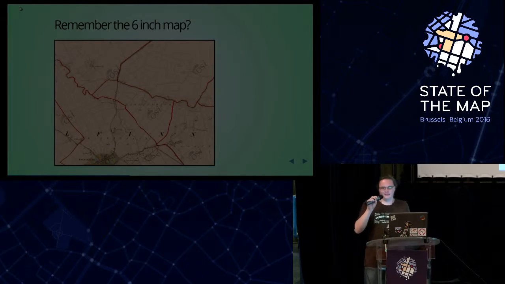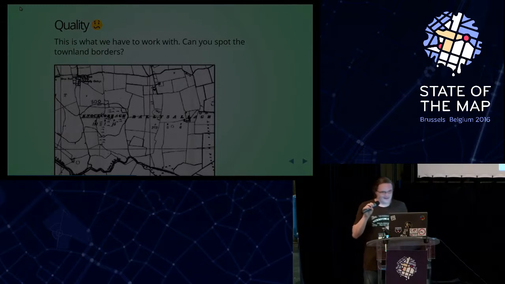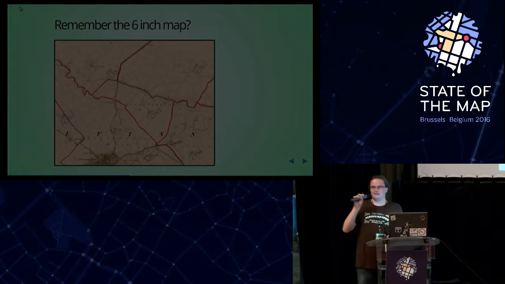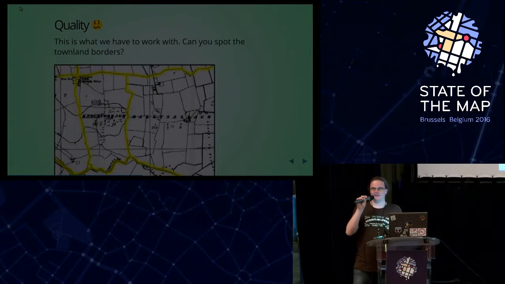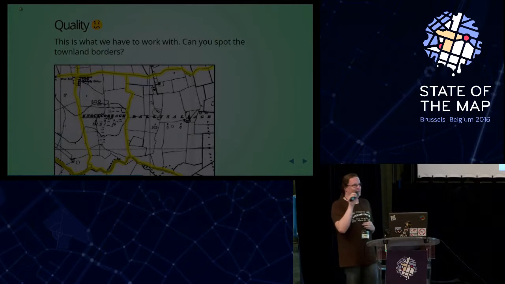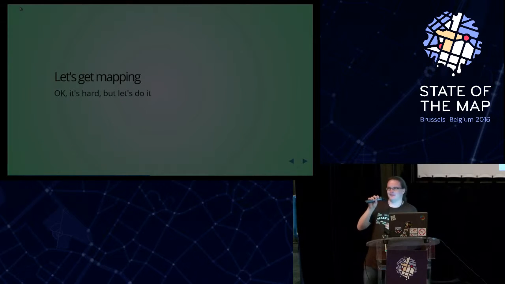So this is the 6-inch map. This is what we had to deal with. It's monochrome. So you can see here, the red is the townland borders. Can you spot the townland borders here? They're actually there. You kind of develop a sense for these things, and eye strain. So that's what we had. Well, it's all we had to work with, really, so we worked with it. And we started mapping, and we kept mapping.